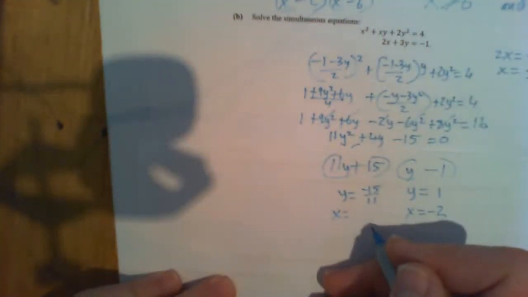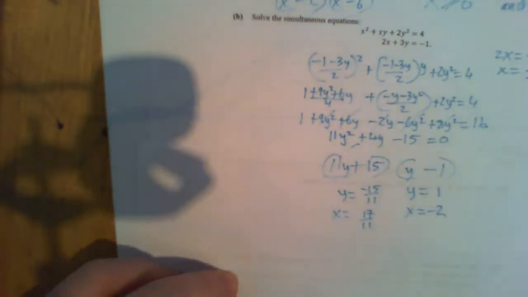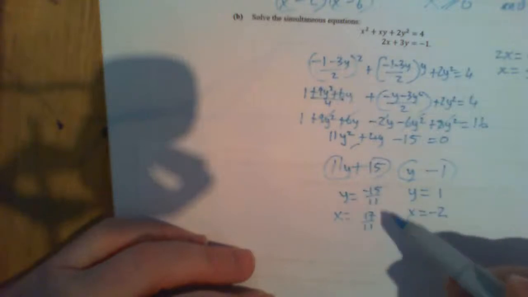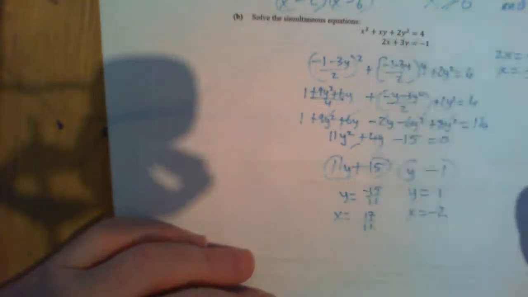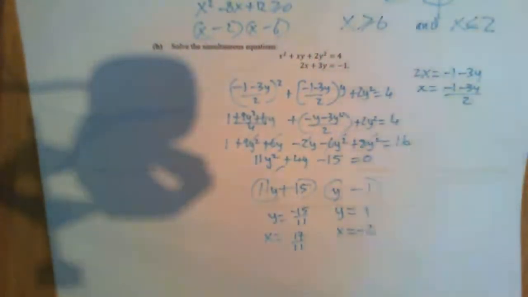Give me a second here. And it is, I believe, 17 over 11. So a bit horrible. My spidey sense will not like those ones. Those ones look solid, those ones don't. But it is what it is, and that's what you're getting when you're multiplying these things out. They're not exactly the nicest things in the world to multiply out.